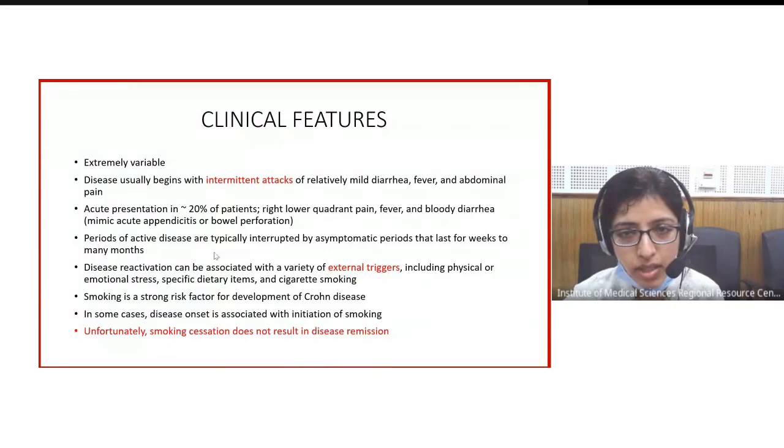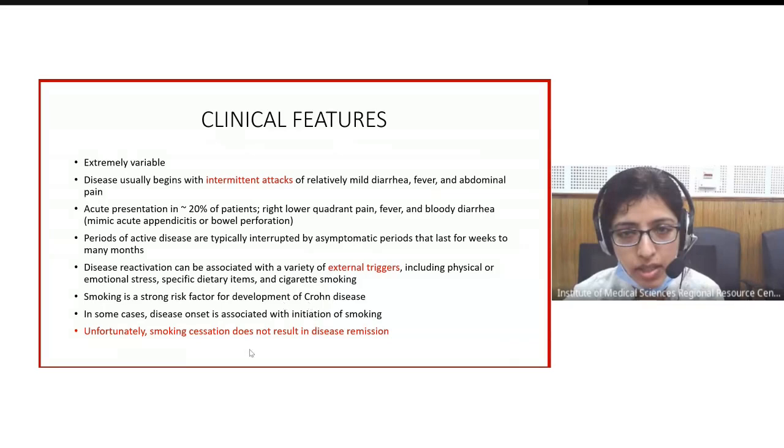Now, these periods of active disease are interrupted by asymptomatic periods. These asymptomatic periods can last for weeks to many months. Then disease reactivation can be associated with a variety of external triggers. Generally patients have some triggers that result in reactivation of the disease, or relapse, including physical and emotional stress, specific dietary items, and cigarette smoking. Smoking is a strong risk factor for development of Crohn's disease. In some patients, the disease begins with the initiation of smoking. So when they start smoking, this disease may be precipitated.